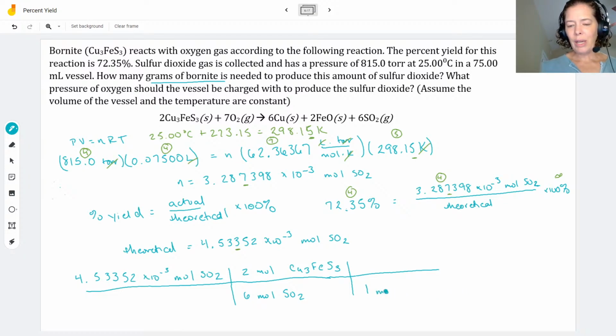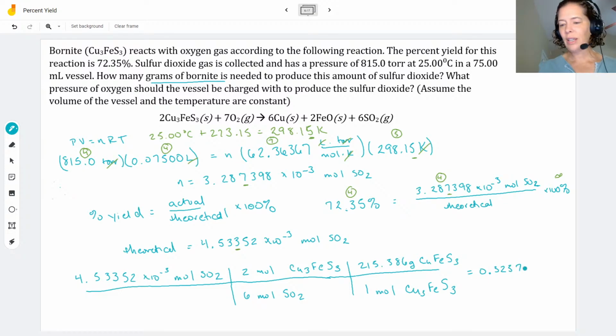So I need my molar mass. Cu3FeS3, and that is 215.586 grams of bornite. And now I'm ready to plug in. So I put this in my calculator and I get 3.25788 grams. And then for my last step here, sorry, squeeze that 3, I'm going to have to do sig figs.